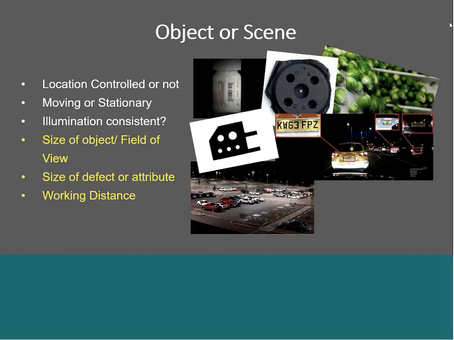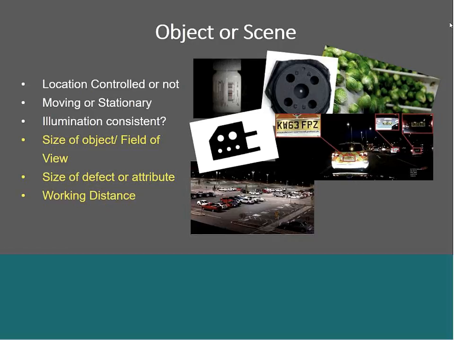Factors to consider when we're looking at the object or the scene. Is the object, is the location, is it controlled or not, moving? There are a variety of factors to be considered. Now, if not in a repeatable location, we may need to use some location software. Also, that might affect how the light is reflected off the object.